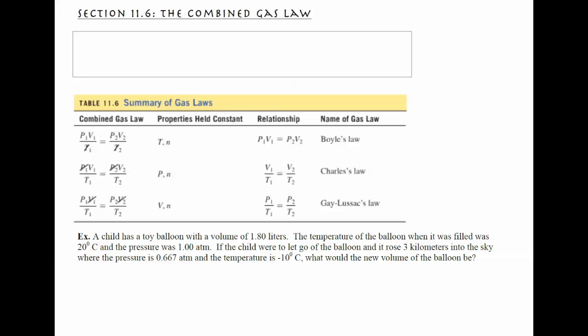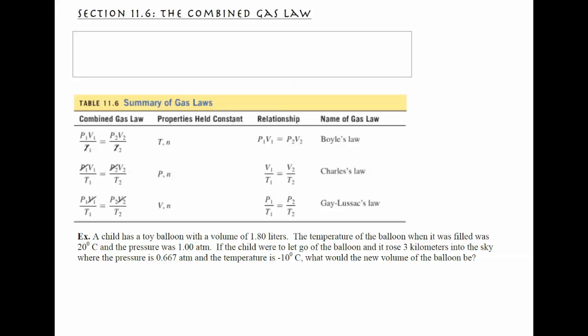Up until this point in this unit, we've been studying 3 different gas laws. We used Boyle's law to compare pressure and volume, and we noted that pressure and volume are inversely related. We studied volume and temperature with Charles's law, and we discovered that they are directly related. And finally, with Gay-Lussac's law, we studied pressure and temperature, and we noted that they were also directly related. Now what we're going to do is combine all of those gas laws together.